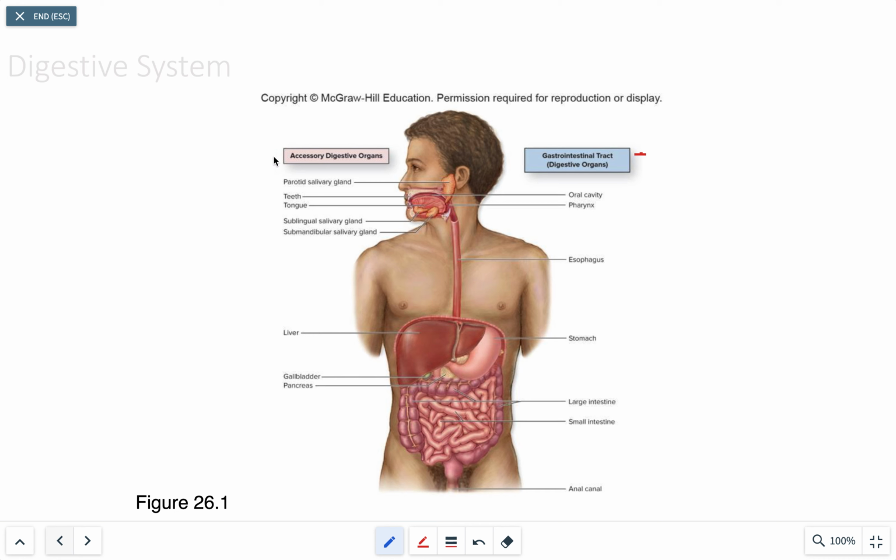The accessory digestive organs are not part of the long GI or gastrointestinal tube, but often develop as outgrowths of that tube. So these are accessory: the teeth with mastication, the parotid salivary glands, the tongue, sublingual and submandibular salivary glands, the liver, the gallbladder, and the pancreas. Each one of these is accessory to aid in the digestion and propulsion and secretions of the digestive material into the GI tract.